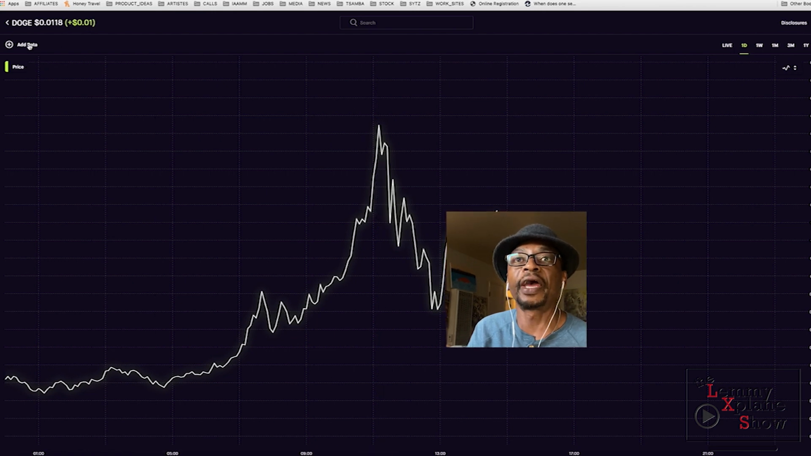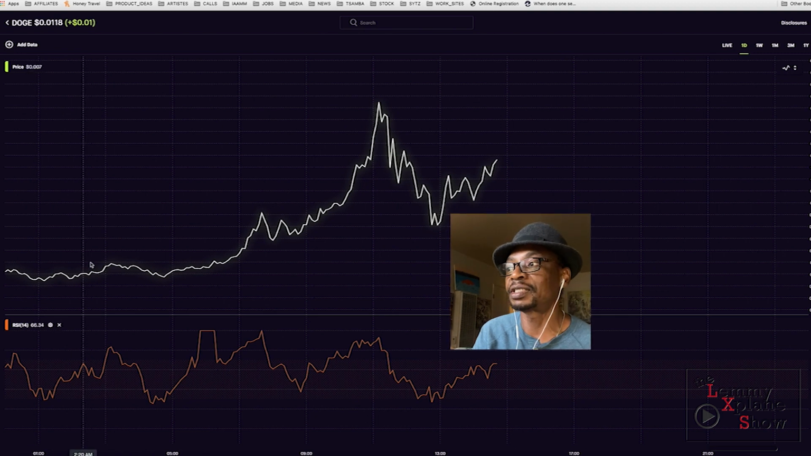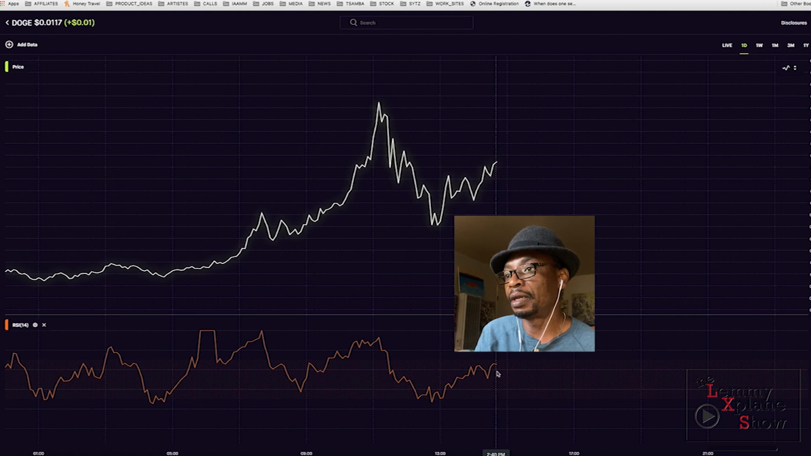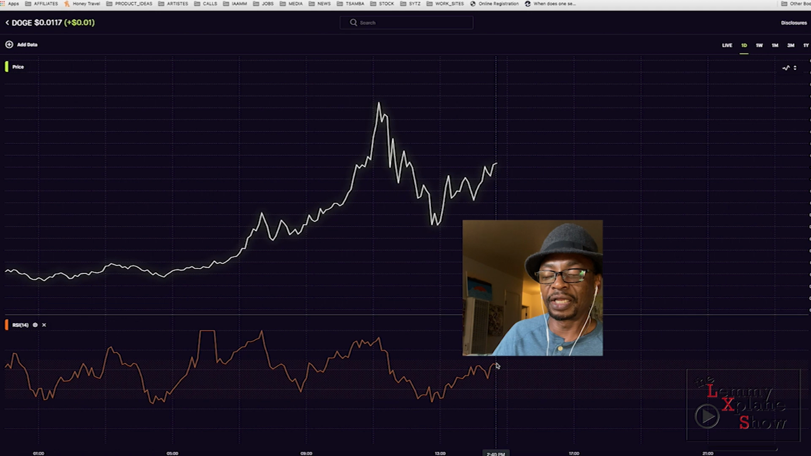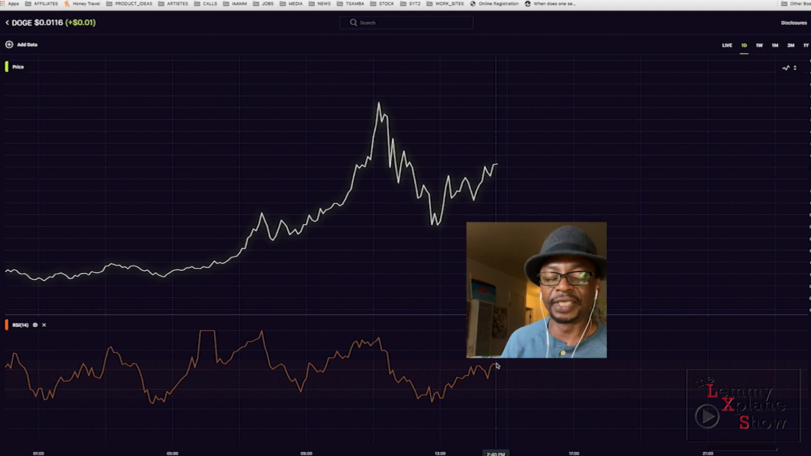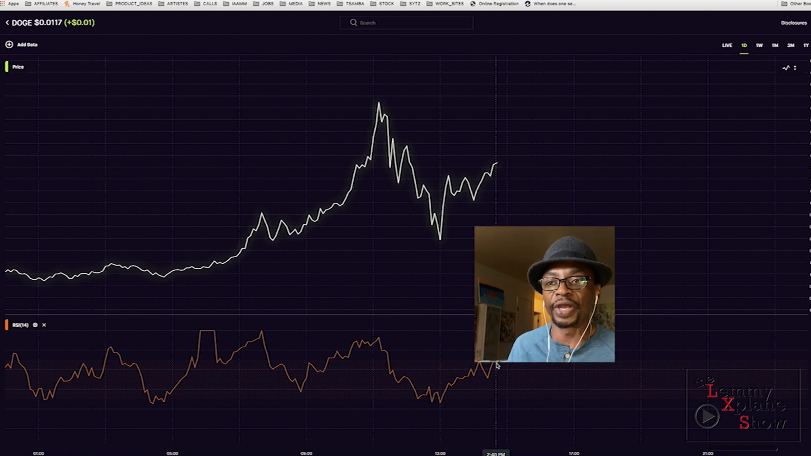So we're going to go add data and RSI, relative strength index. Anything above 30 is going towards the overbought section. That means the stock is in an uptrend, and anything 30 and below is oversold. So it's in a downtrend basically. This would be a great place to enter the stock, but how do you know when to enter it?